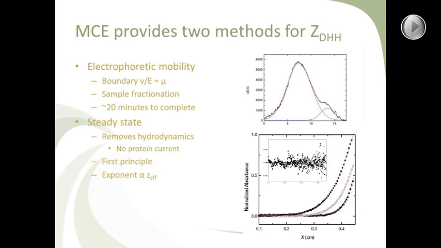The steady-state electrophoresis removes the hydrodynamics, and the reason it is so much more accurate is that under these conditions, the protein does not contribute to the electrical current, because it is effectively not moving. And so it's a first principle method. The exponent of the data to the right gives you the effective charge directly. There's no frictional coefficient involved in these measurements.